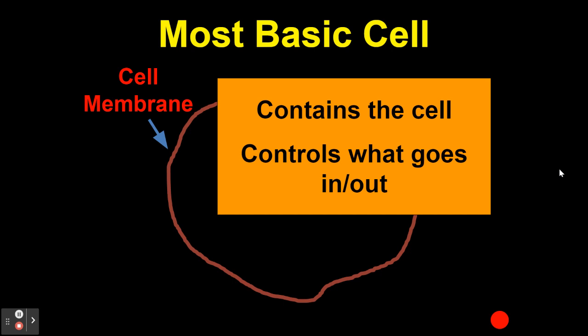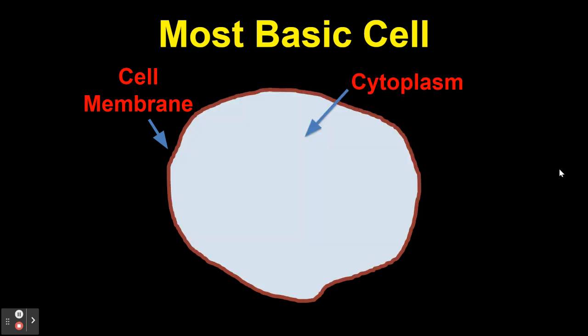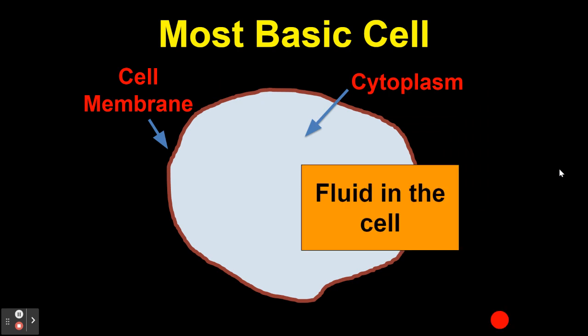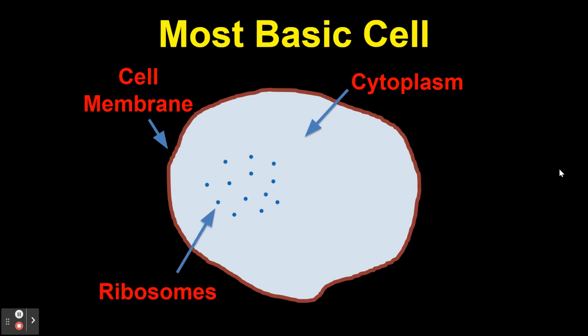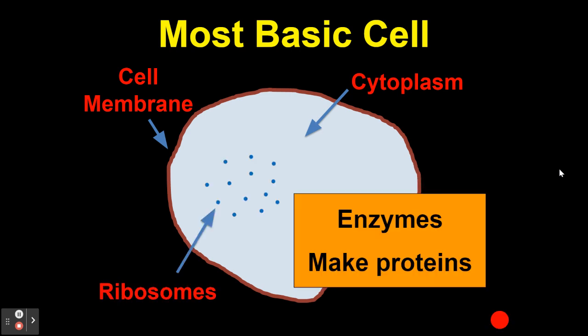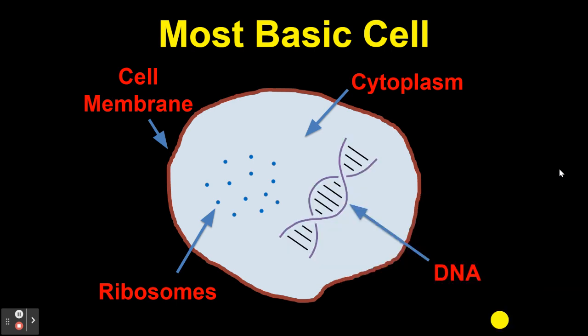It's selectively permeable. Now, inside of that, we have the cytoplasm. That's the fluid that's in the cell. That's where everything's kind of floating around and happening. We have ribosomes. Those are the enzymes that actually help build proteins, so like little factories. And then we have DNA, and that's the basic cell. All cells are going to have these things.